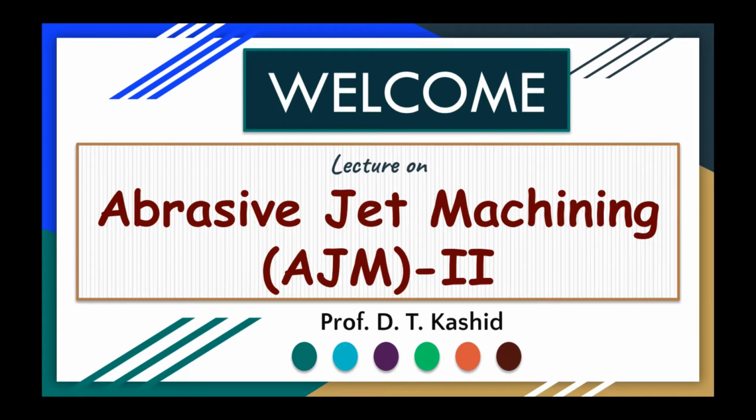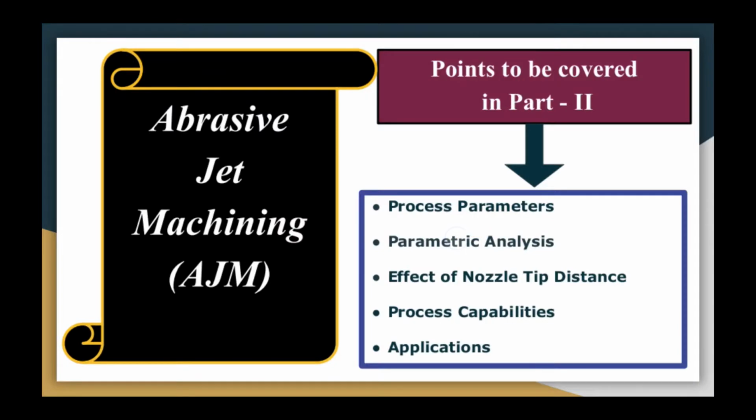In part 1 we have covered the introduction to abrasive jet machining, the working principle, the mechanism of material removal and the different elements of the abrasive jet machining system. Today in part two we are going to discuss the process parameters and their effect on the performance of the abrasive jet process, then the process capabilities of abrasive jet machining, and at last the different applications of abrasive jet machining process.